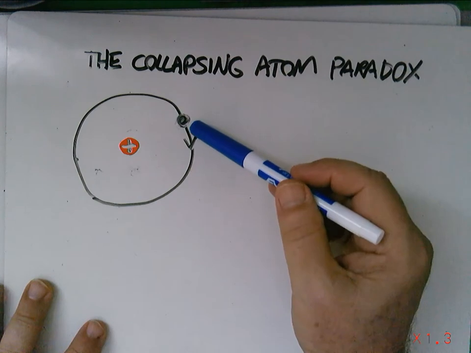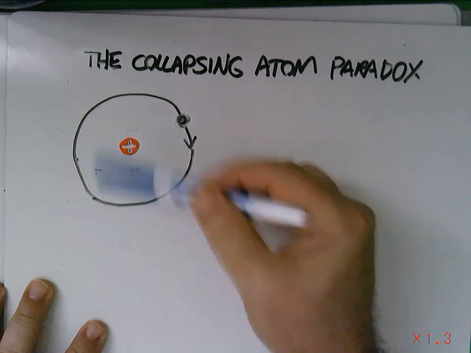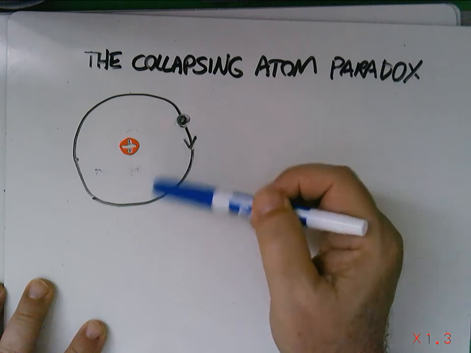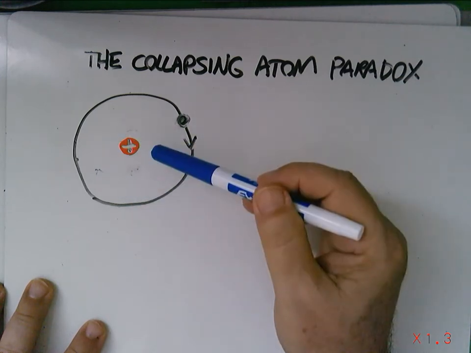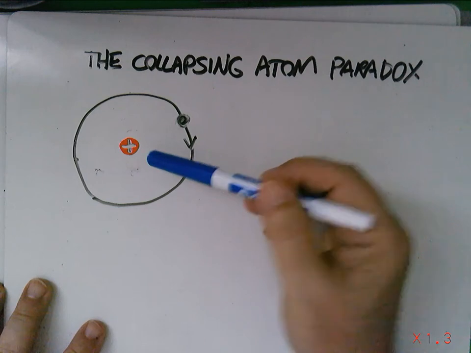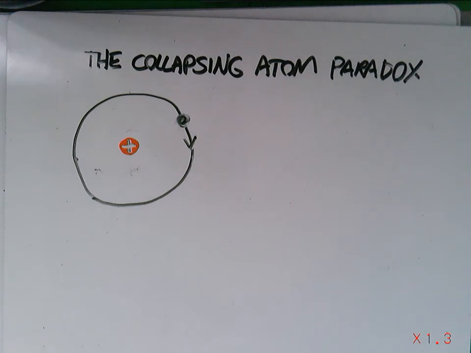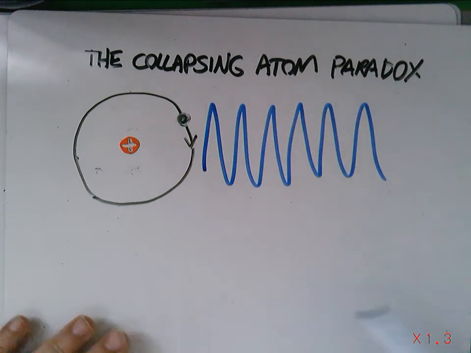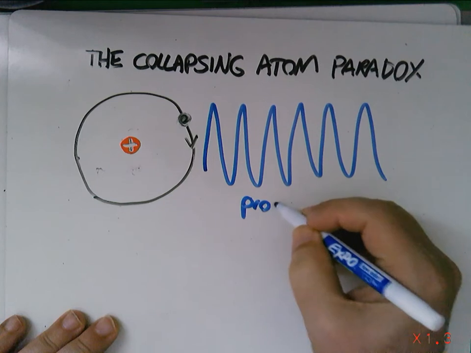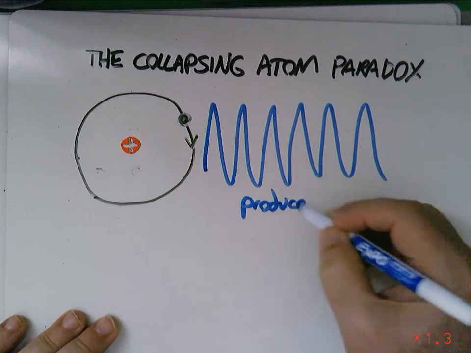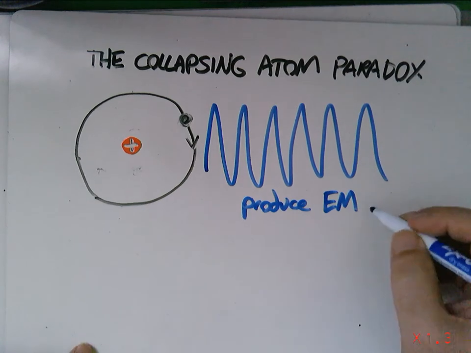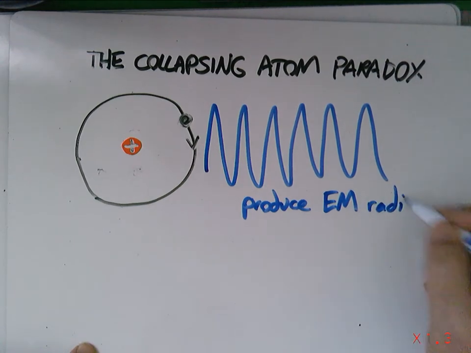Because what do we have here? As this thing whizzes around the nucleus, it's like a vibrating charge. It's like a charge that's oscillating. So this should be producing an electromagnetic wave. A Rutherford atom should produce an electromagnetic wave, and people call this EM radiation.